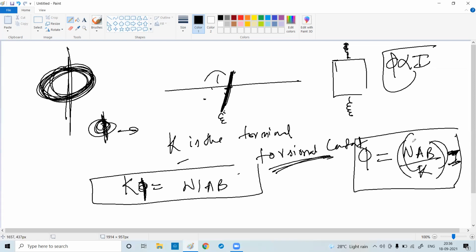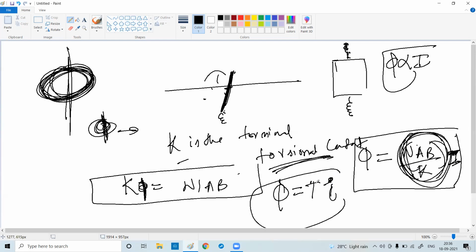Why is it written in a bracket? Because all these are constant. You cannot change this. The spring you are not changing, N you are not changing, area remains same, B remains same. So phi is nothing but something like T times I. T is the constant that you can take as this one, and I is the one which is changing. The current is the only thing changing. Did you understand, guys?